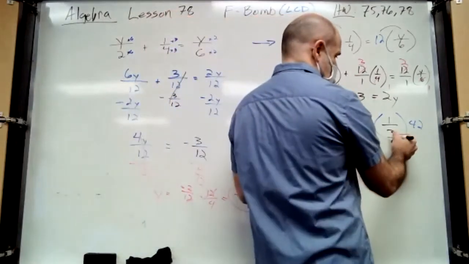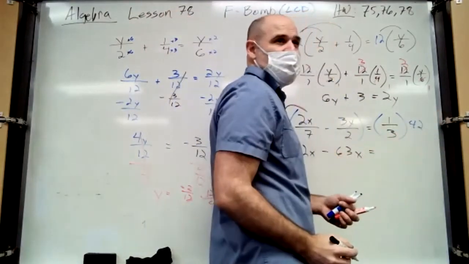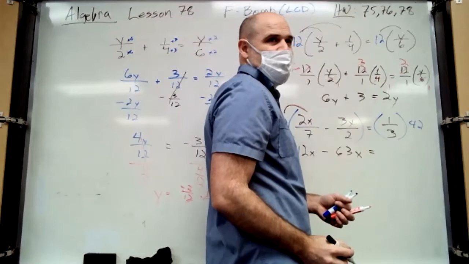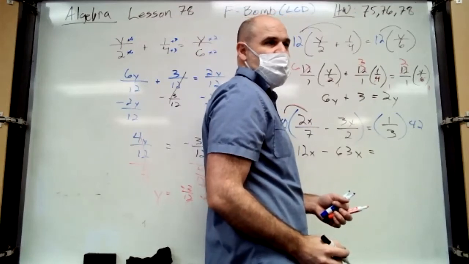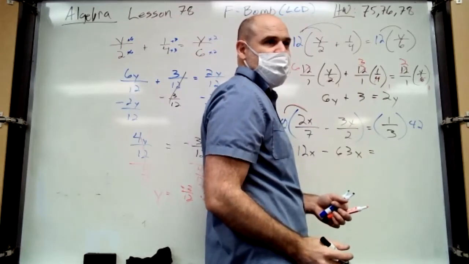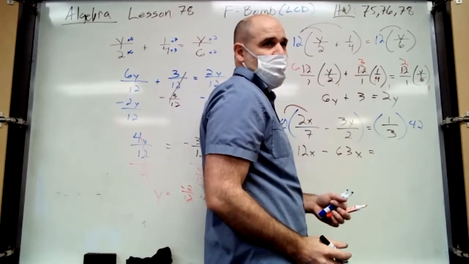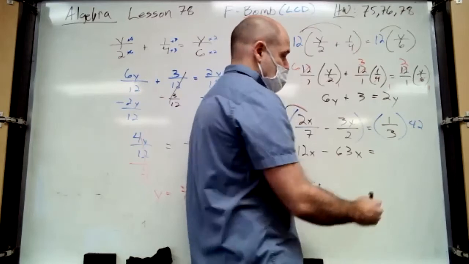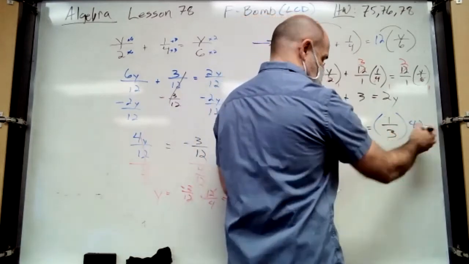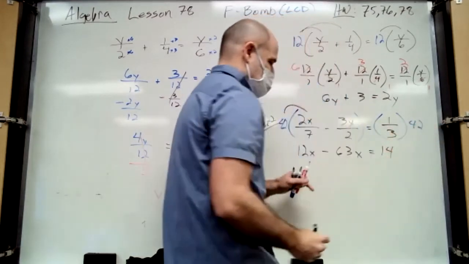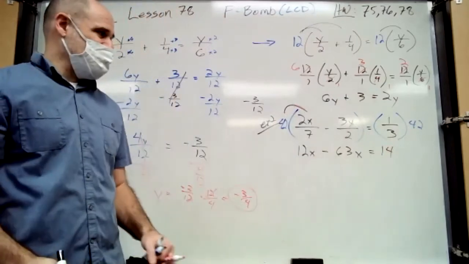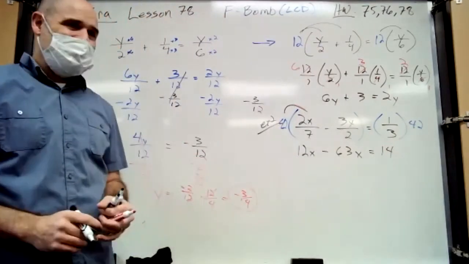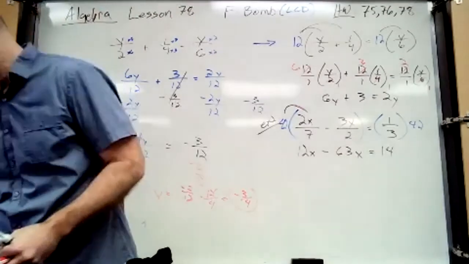Okay, what happens when you cancel that? What are you left with? How many times does 3 go into 42? If you don't know, then use your calculator, but it's 14. So that's 1 times 14, which is 14. Now I have this equation with little bigger numbers, but again, this is not bad, right?